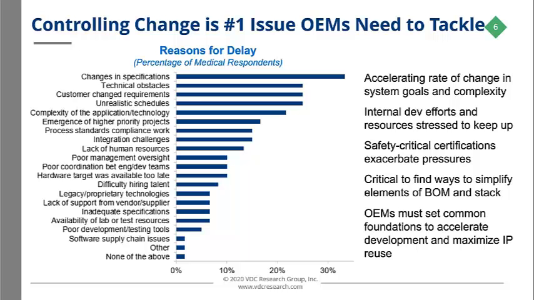And when we asked about the reasons for delay, engineers overwhelmingly reported a common theme across their responses, and that's the accelerating rate of change in system goals and complexity. And when we think about that theme, you can clearly see that internal development efforts and resources are simply too stressed for these organizations to keep up. And in today's economy, it's not likely that there's going to be some cavalry of reinforcement coming, racing in to give you more developers to throw at a challenge or a deadline.